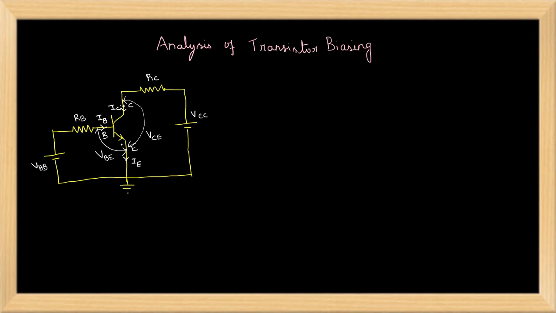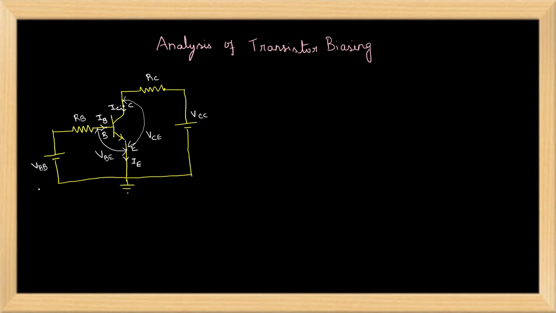This is the NPN-CE configuration of the transistor. Here VBB and VCC are the biasing potentials. VBE is the input voltage, VCE is the output voltage. When we apply input signal, it should be faithfully reproduced at the output without any loss. So the operating point of the transistor should be in the active region.